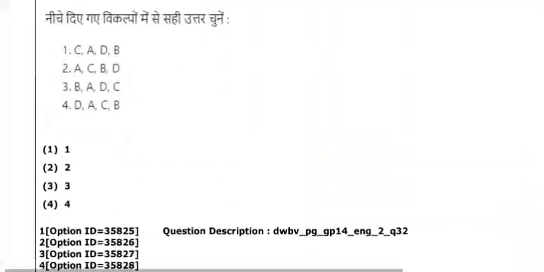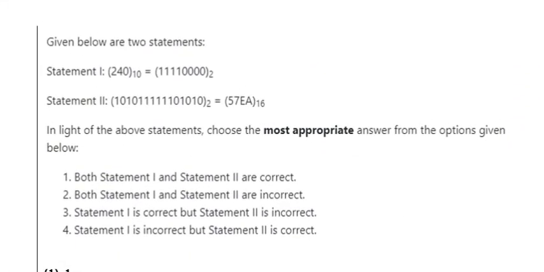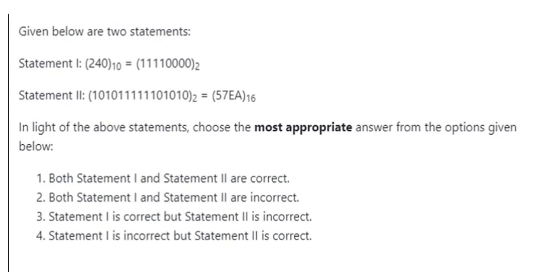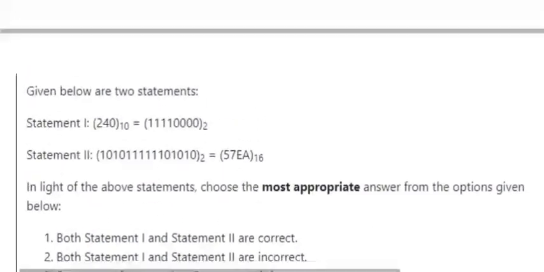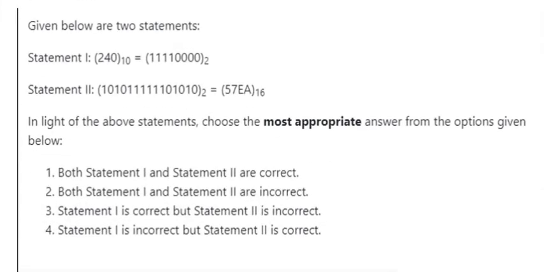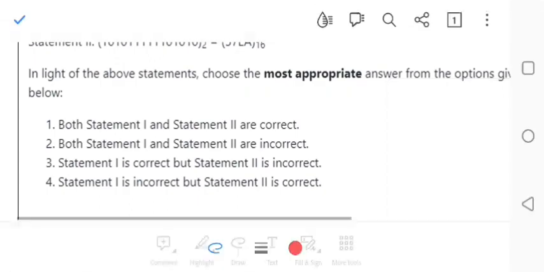CADB. Next, 33 says, given below are two statements. Statement 1 says, in the bracket 240 and then outside the bracket 10, and then equal, in the bracket 11110000 and then 2 after the bracket. Statement 2 is also like that. Please read it, I will not read it. Then equal, then 57EA, then after the bracket 16. In light of the above statements, now choose the most appropriate answer from the options given below. Statement 1 and 2 are correct. Statement 1 and 2 are incorrect. Statement 1 is correct, but statement 2 is incorrect. Statement 1 is incorrect, but statement 2 is correct. So these are the options that you have seen. 33, correct answer will be number 1. That means statements 1 and 2 are correct.